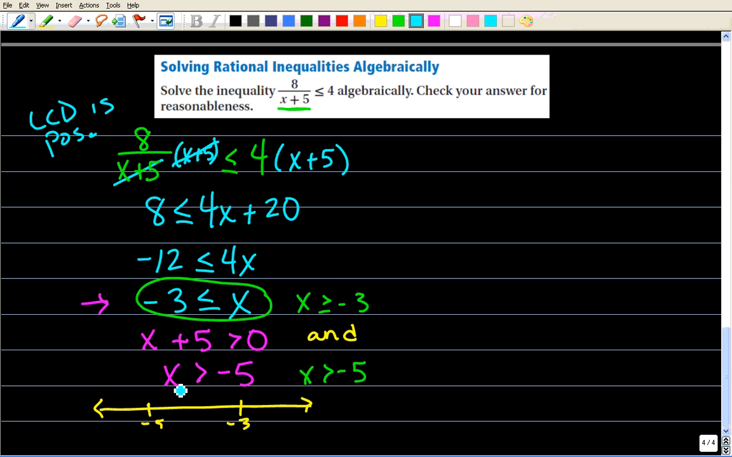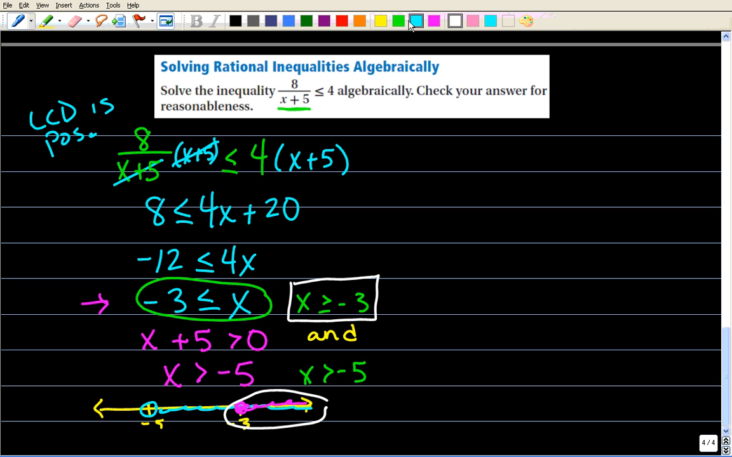So if we've got x is greater than negative 5, and we have that x is greater than or equal to negative 3, we want to look at where those two things overlap. And they overlap right here, where x is greater than or equal to negative 3. So that part just simplifies to x is greater than or equal to negative 3.